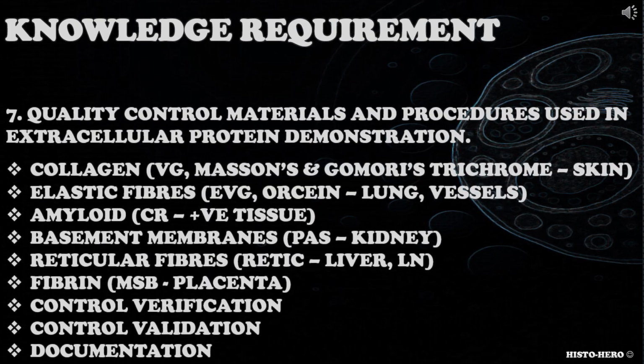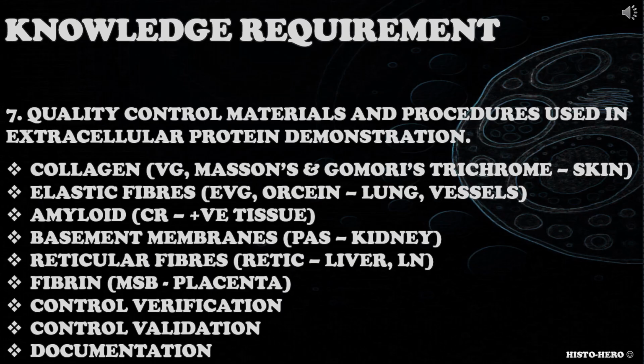The seventh knowledge requirement is quality control materials and procedures used in extracellular protein demonstration. Candidate needs to have the knowledge and understanding about procedures used during extracellular protein demonstration, and controls used. You could ask the candidate to name demonstration methods for extracellular protein, to list possible control material used for demonstration of extracellular protein, to explain how to QC those demonstration methods, to explain how the positive staining would look like, to explain the process of control material verification.